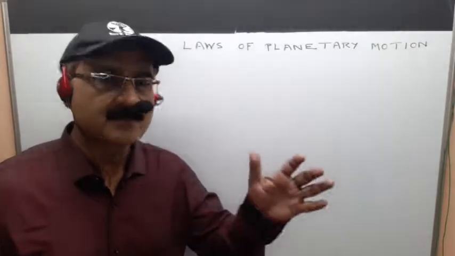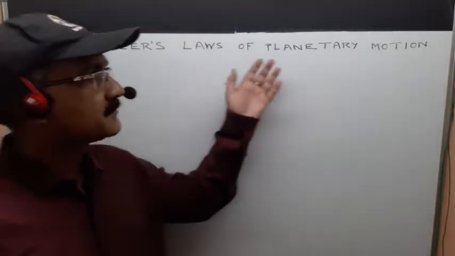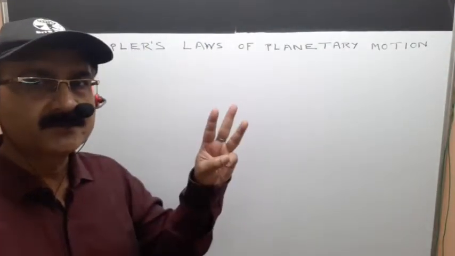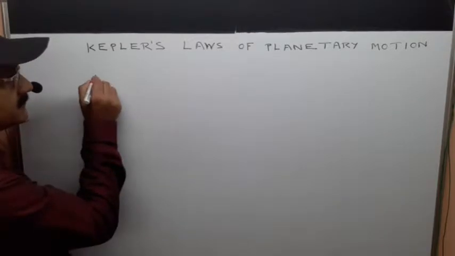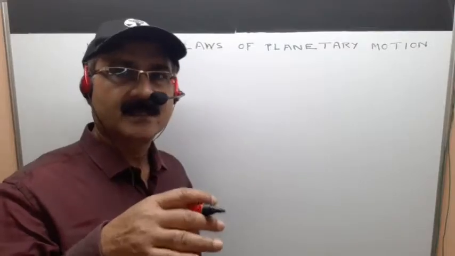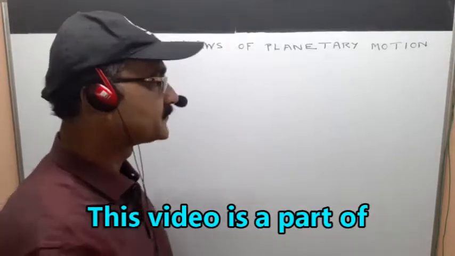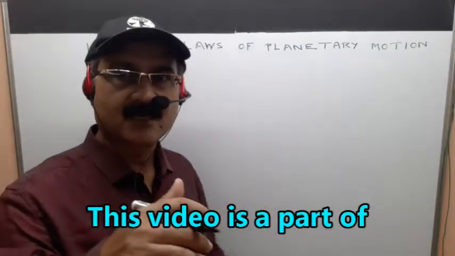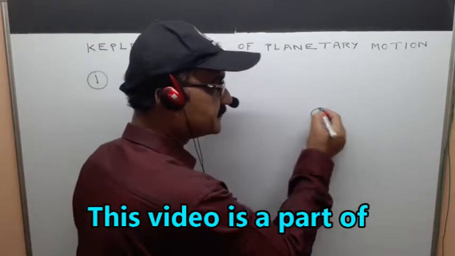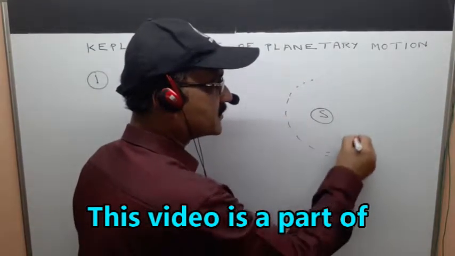So today's topic is Kepler's laws of planetary motion. Now there are three laws. The first law is about the orbit. As you have learned in your school, our planets revolve around the sun in a circular orbit.